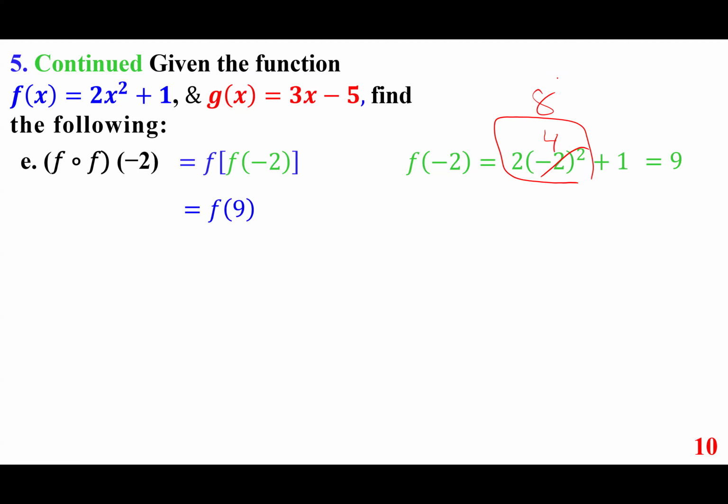So replace the x with 9. 9 squared is 81. 2 times 81 is 162, plus 1 is 163.